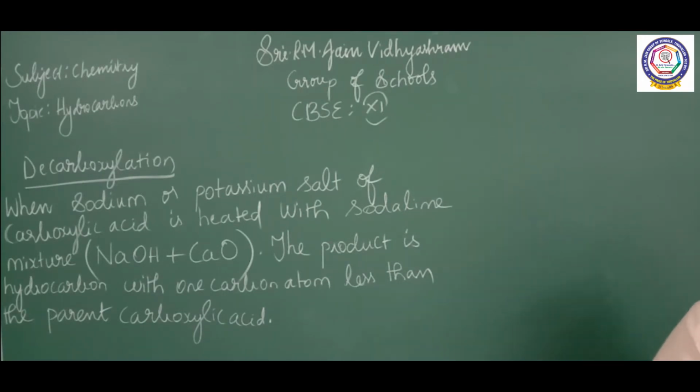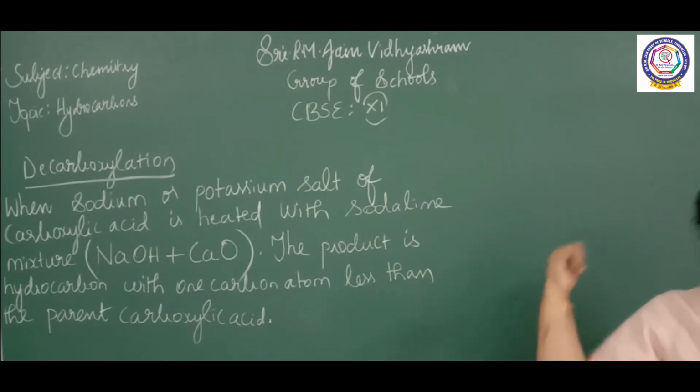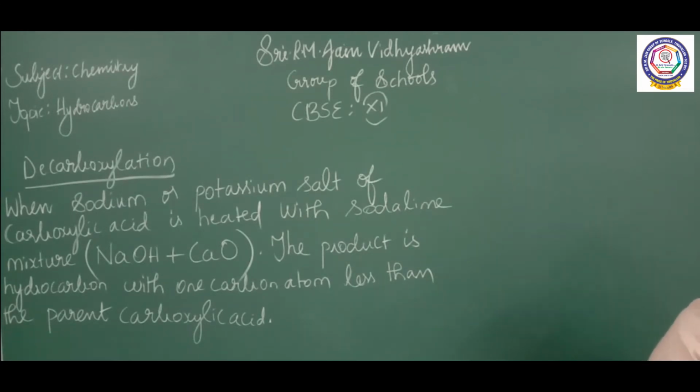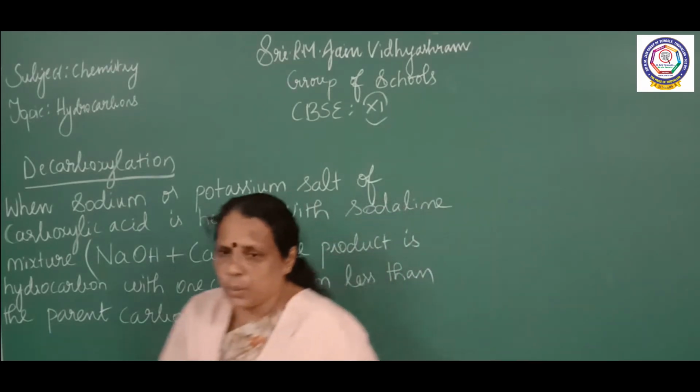So what is the condition? The hydrocarbon, what I got as a product, will have one carbon atom less than the parent. The product also hydrocarbon, but in the product I will get one carbon atom less than the parent carboxylic acid. So that is the condition for decarboxylation. So we are going to write the equation now.